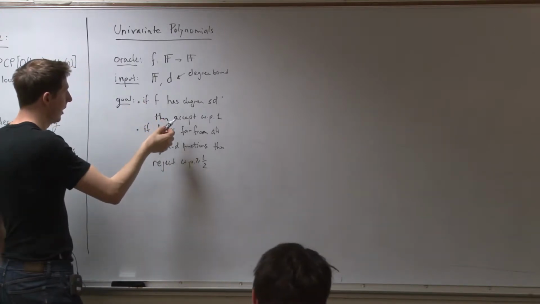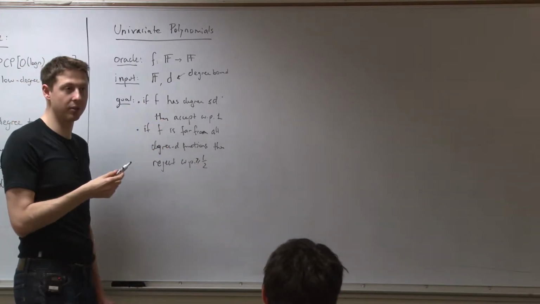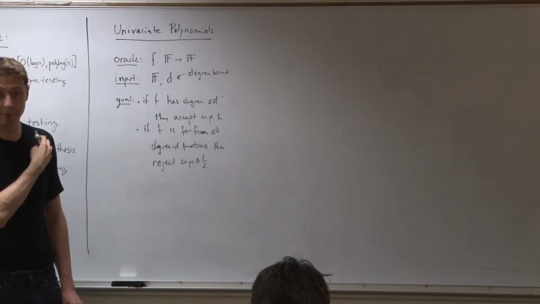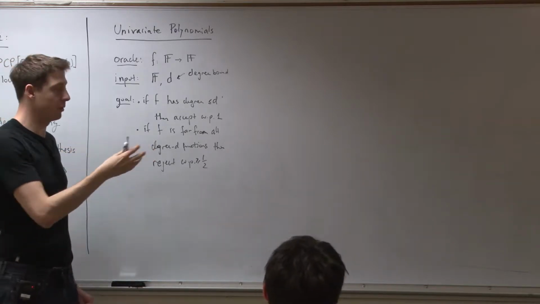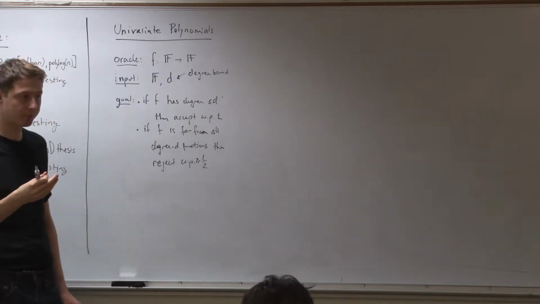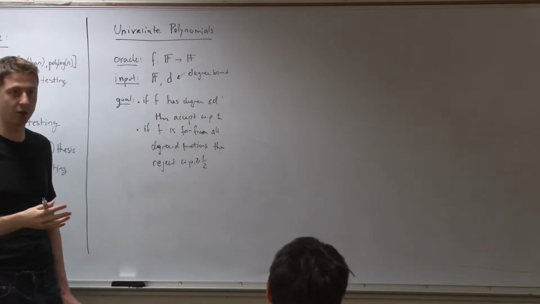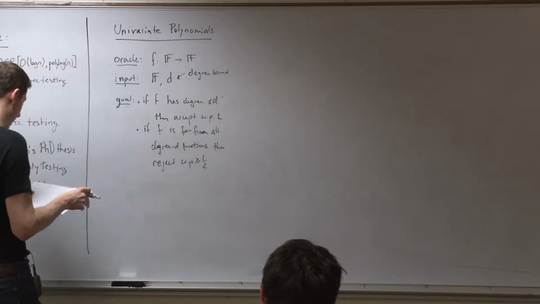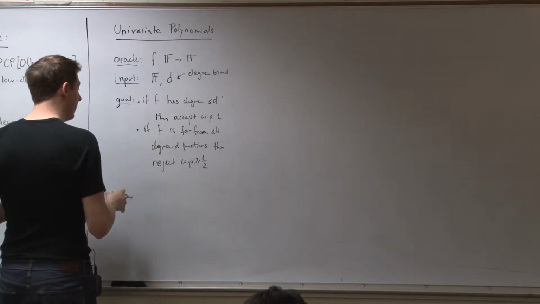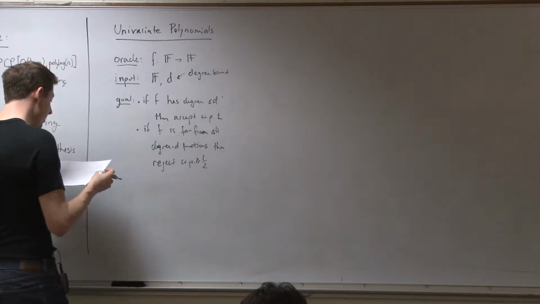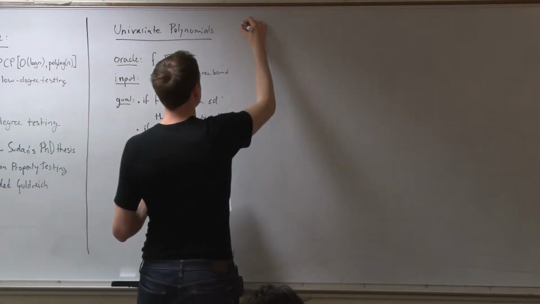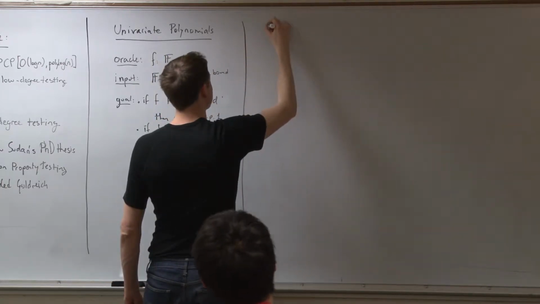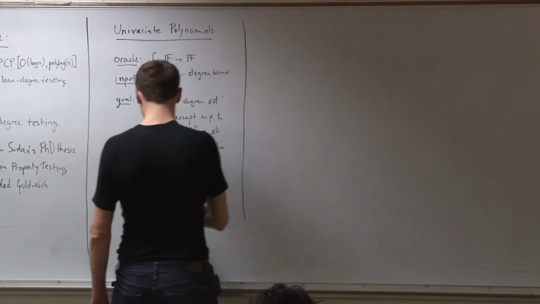By the way, what does it mean for a function to have a certain degree? It means that you can find a univariate polynomial of that degree that agrees with that function. So throughout today, I might say function or polynomial. When I say polynomial, I mean the evaluation of that polynomial.